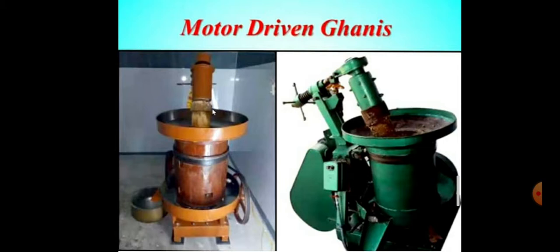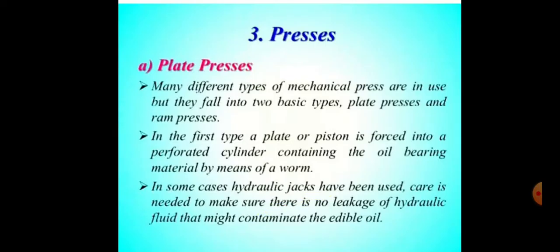This is an example of motor driven ghanis. These are made of wood as well as some iron material. Here the working of the pistil is done with the help of energy or electricity. That's why they are called motor driven ghanis. There is no use of any animal for the extraction of oil.